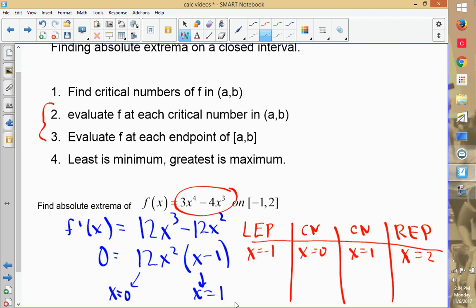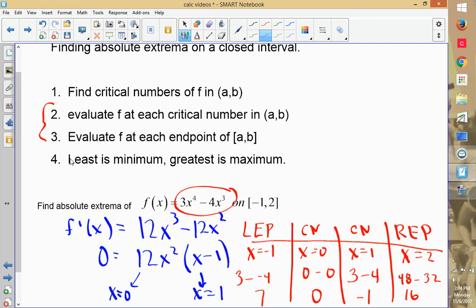So when I plug in -1, I'm going to get -1 cubed, or to the 4th is positive. So I have 3 minus a -4. So we're going to have y is 7. When I plug in 0, I have 0 minus 0, so I have 0. When I plug in 1, I'm going to have 3 minus 4, which is going to be -1. And when I plug in 2, well, 2 to the 4th is 16 times 3 is 48, minus 4 times 8 is 32. So I'm going to end up with 16 left over.